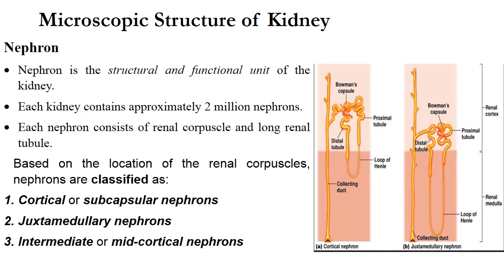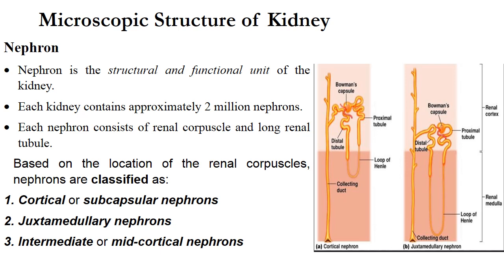So cortical nephrons are those in which the renal corpuscle lie in the outer cortex. They have short loop of Henle, and they extend only in the outer part of a medulla. Whereas juxtamedullary nephrons are those in which renal corpuscles lie at the junction of cortex and medulla. Here they have long loops of Henle and ascending thin segment is also long. They help in maintenance of urine concentration. This is important. The juxtamedullary nephrons help in maintenance of urine concentration.